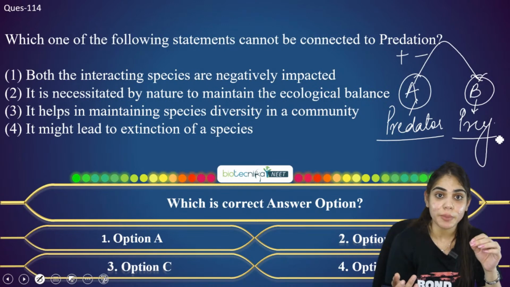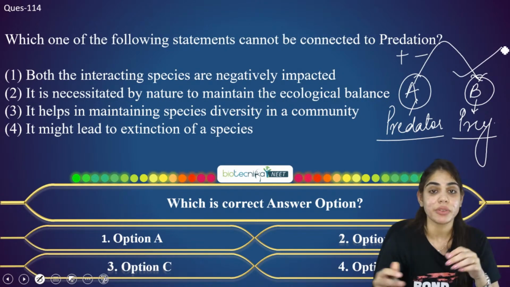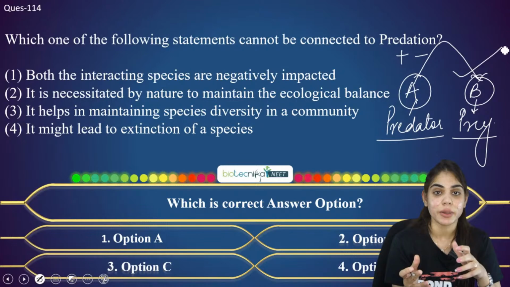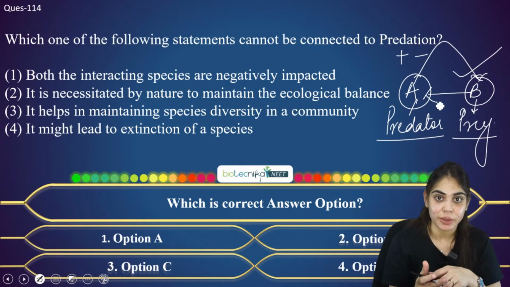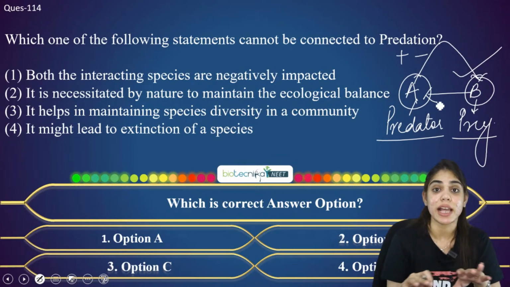Why will the other be harmed? Because it will get eliminated from the ecosystem. It will die. Why? Because it is serving as food for A, the predator. B will die. That means it is eliminated from this ecosystem.